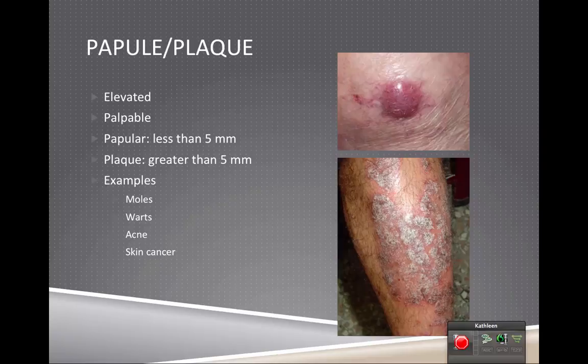A papule or a plaque is elevated. You can feel it. It's palpable. A papule is less than 5 millimeters, and a plaque is greater than 5 millimeters. Examples are moles, warts, acne, skin cancer. And plaques are elevated lesions larger than 5 millimeters in diameter. They are like papules. They may take on a variety of shapes. A plaque is often a closed grouping of multiple papules, such as seen in seborrheic dermatitis or psoriasis.